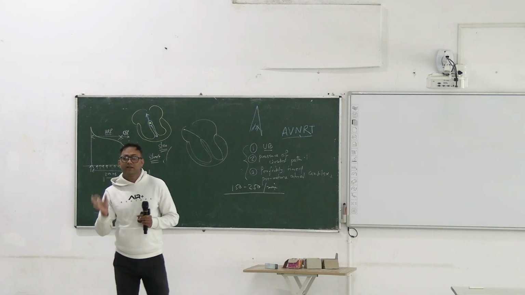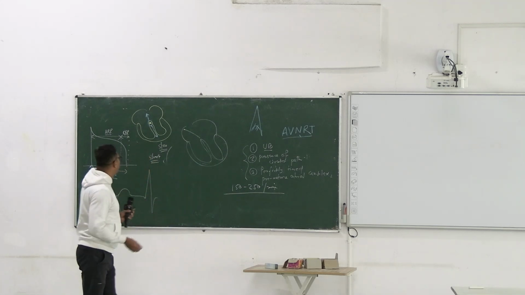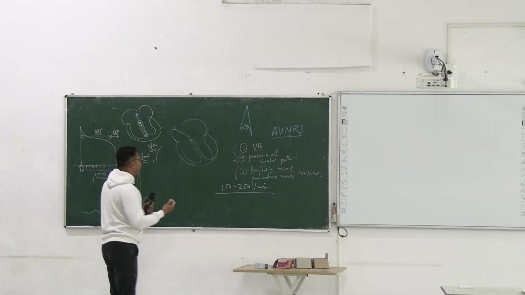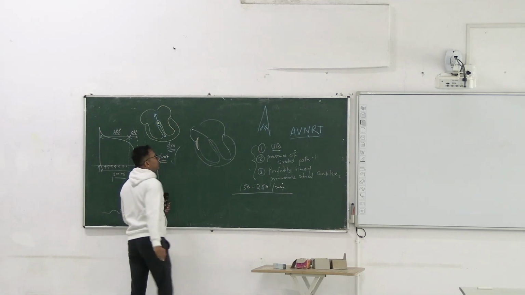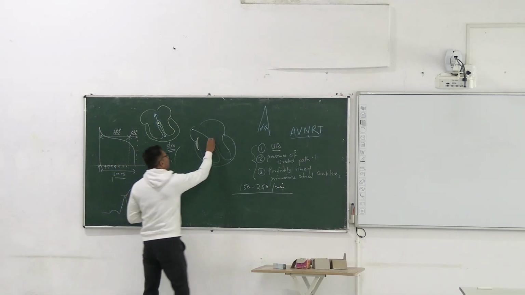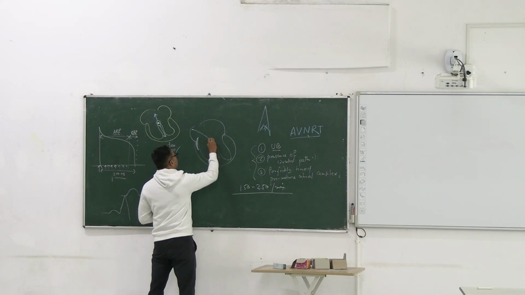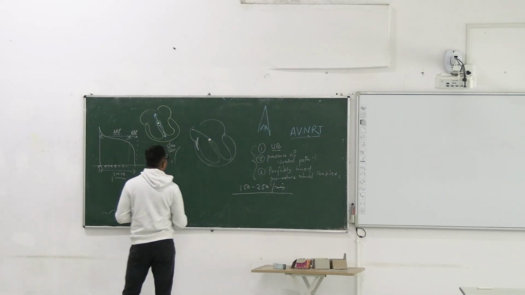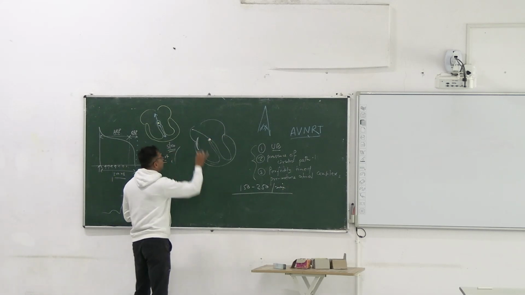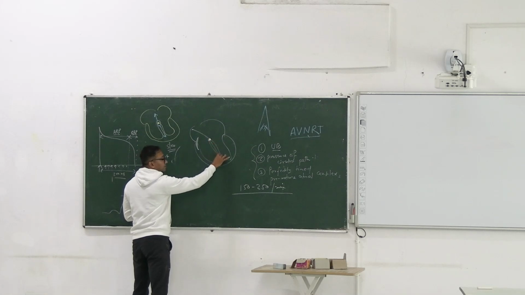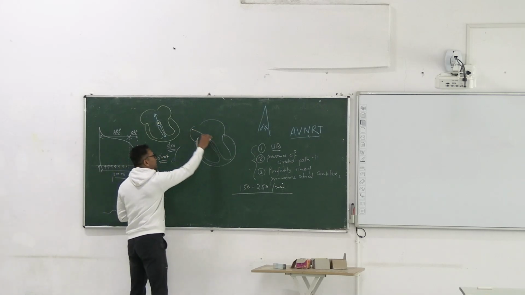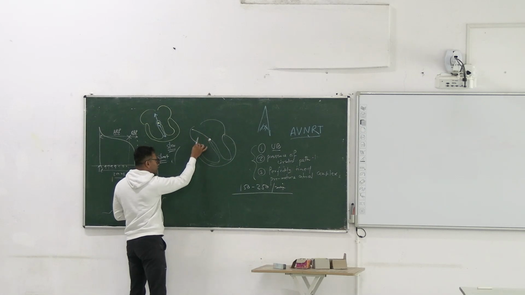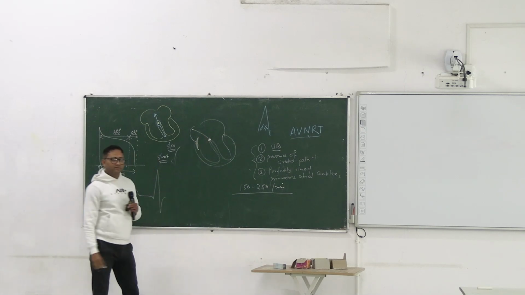But here it is an abnormal situation where there is a special connection between atria and ventricle. Okay, there is a special connection. Here is the AV node, right? Here is the AV node. Now the action potential can bypass this path and it can travel through this abnormal path.